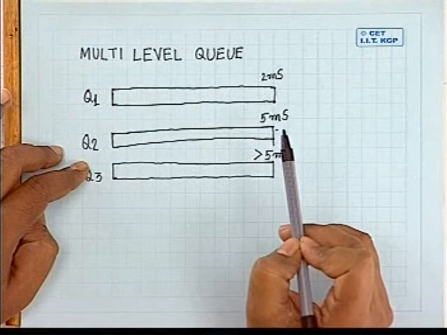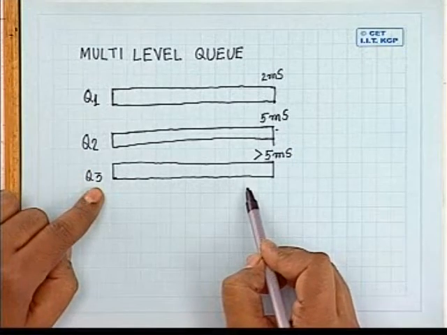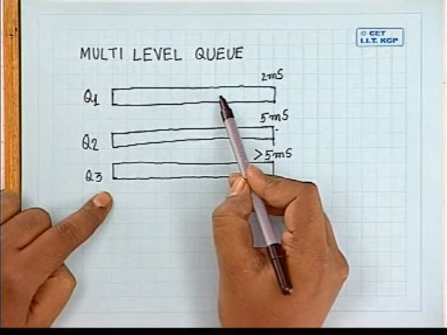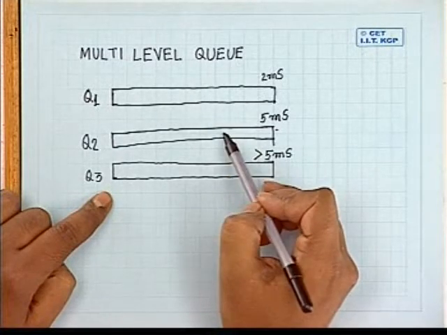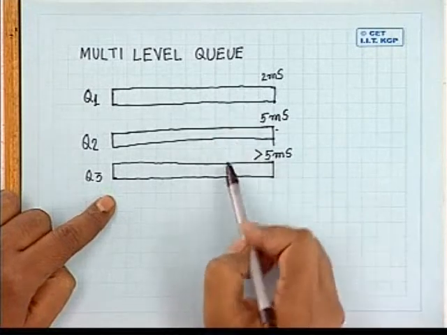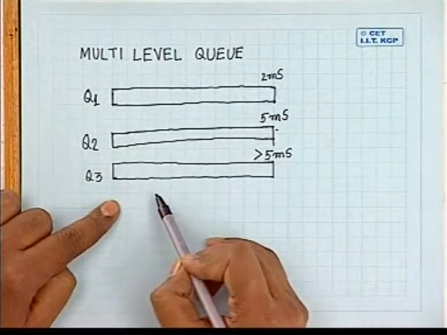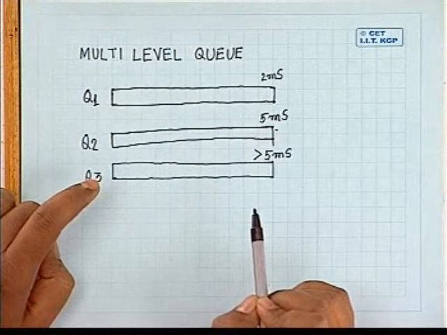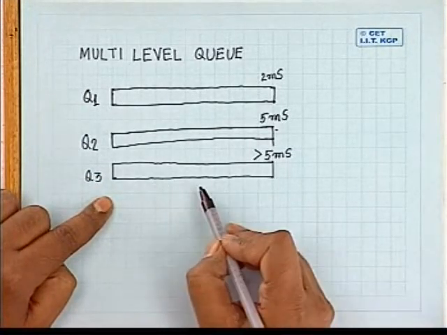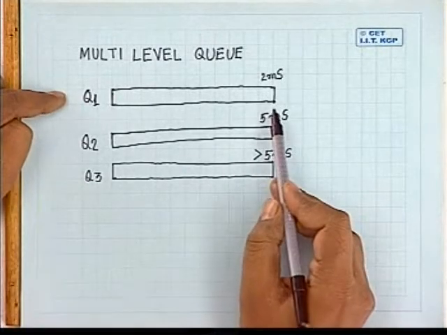Similarly, when I come to queue number 3, I will ensure that the jobs in queue number 1 and queue number 2 are complete. That means both queue number 1 and queue number 2 are empty. Only in that case will I take up a job from queue number 3 for execution. So the jobs in queue number 3 will have the least priority, and jobs in queue number 1 will have the highest priority.